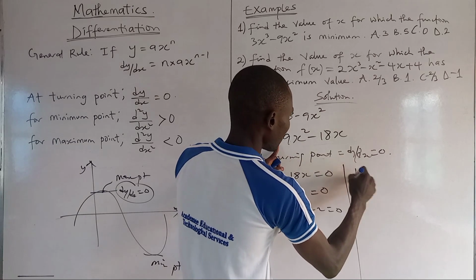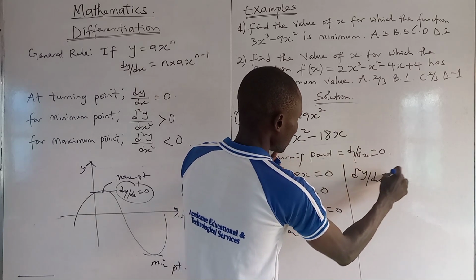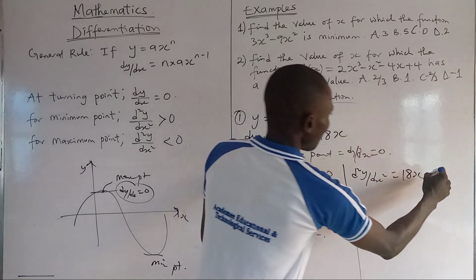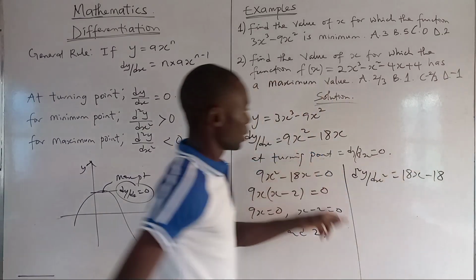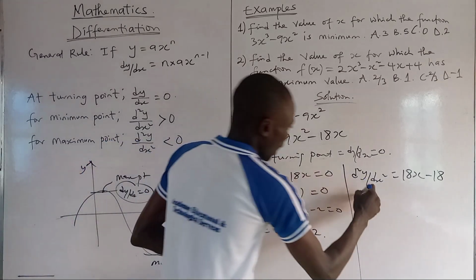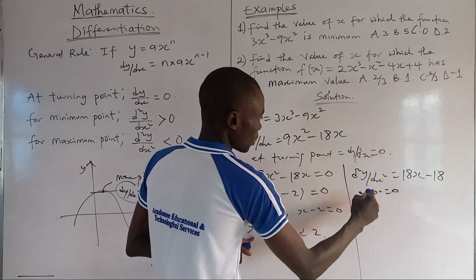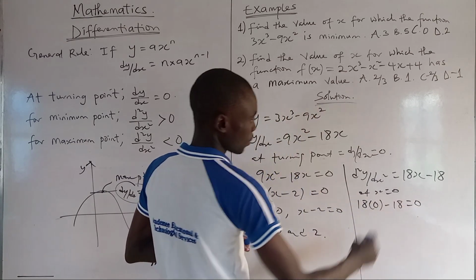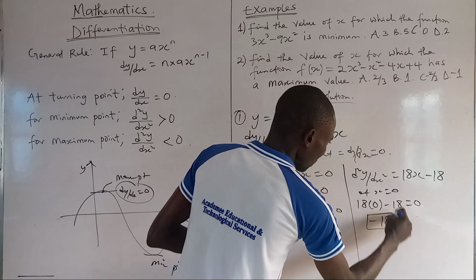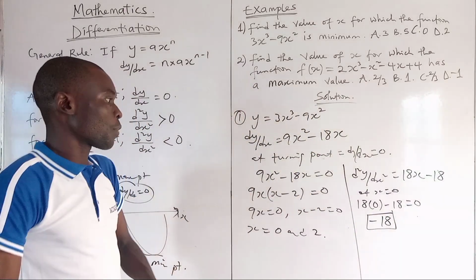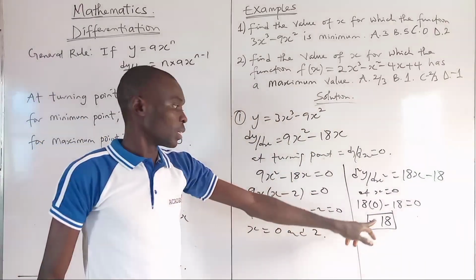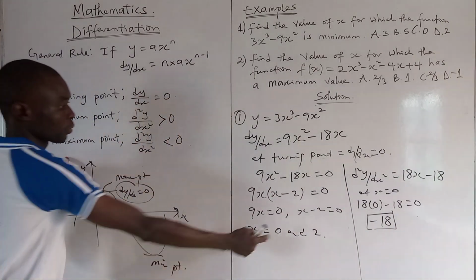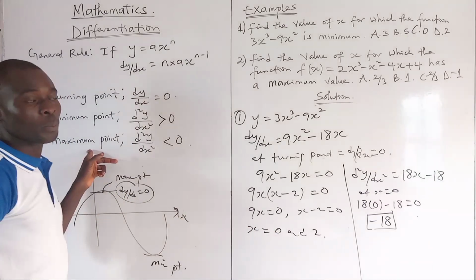Now, the second differential, d squared y over dx squared, will give us 18x minus 18. Now let's test it for both points. At x equals 0, that means 18 times 0 minus 18, which gives us minus 18. Now imagine we have our second differential to be minus 18. This minus 18 is a number less than 0. That means that the point 0 is a maximum point.